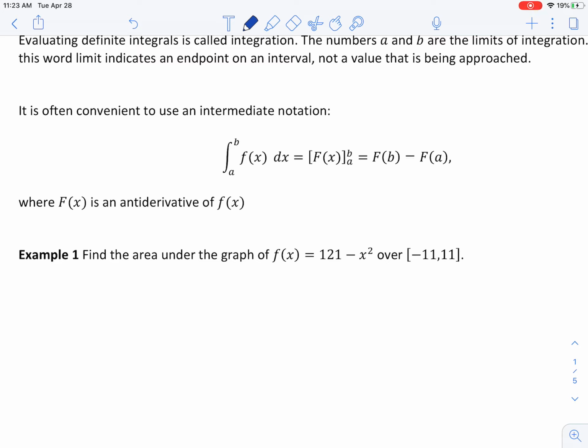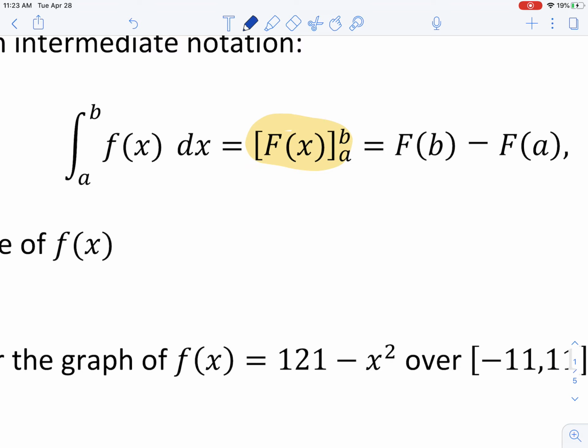I'm so stuffy. All right, it is often convenient to use an intermediate notation, and you'll see me using this very often. Because first I'm going to find the antiderivative using integration, the power rule that we talked about in 4.1. And then before I go straight into substituting, I will first find my antiderivative and then write this in a little different notation, right? Notice how we put this antiderivative in a square bracket.